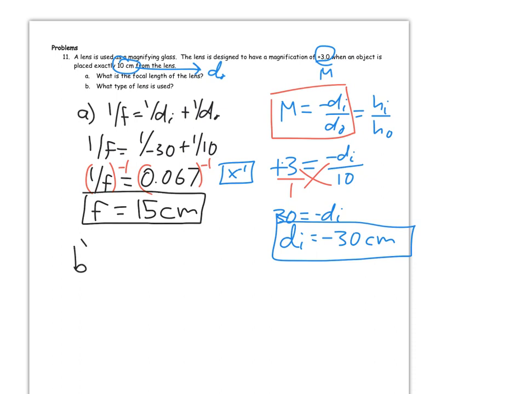Second question asks what type of lens is used. We notice that this 15 here is positive, and whenever we have a positive focal length, that means it is a converging lens.